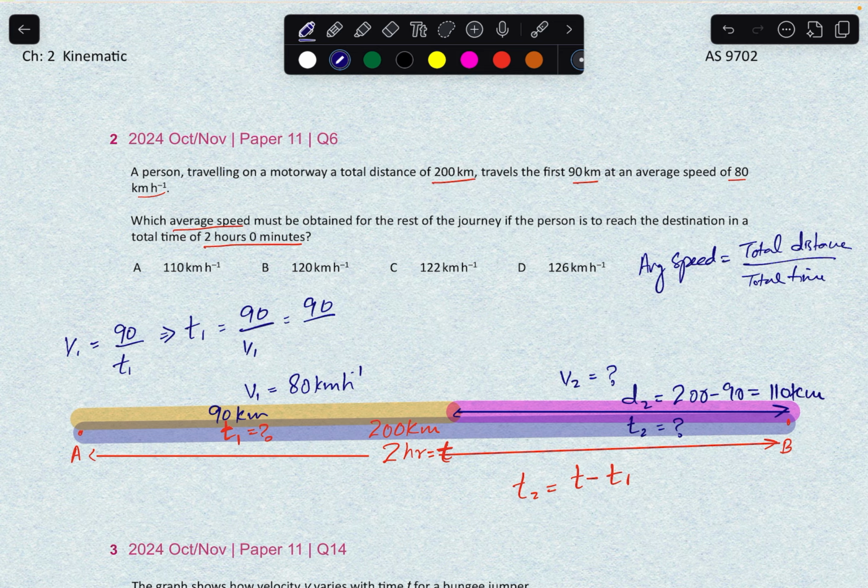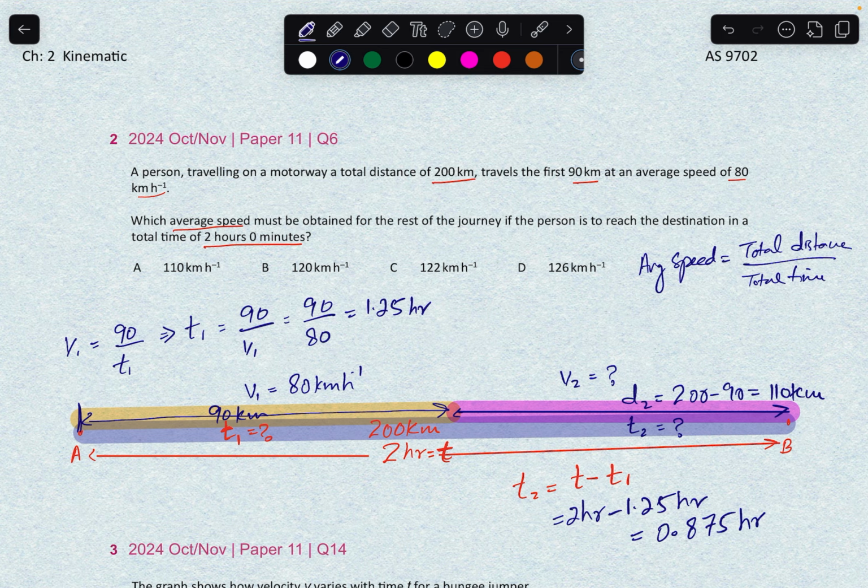So 90 divided by 80. Okay. So 90 divided by 80, if I calculate, it will give me 1.25 hours. So the time taken for this 90 is 1.25. So what will be the time for the t2? So t2 will be equal to 2 hours minus 1.25 hours. So this time will give you 0.875 hours.